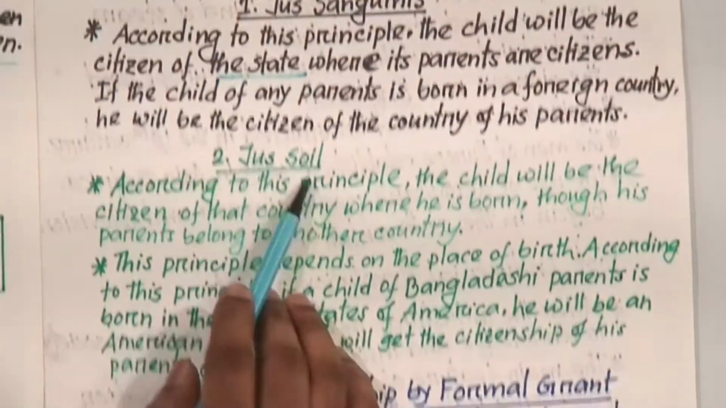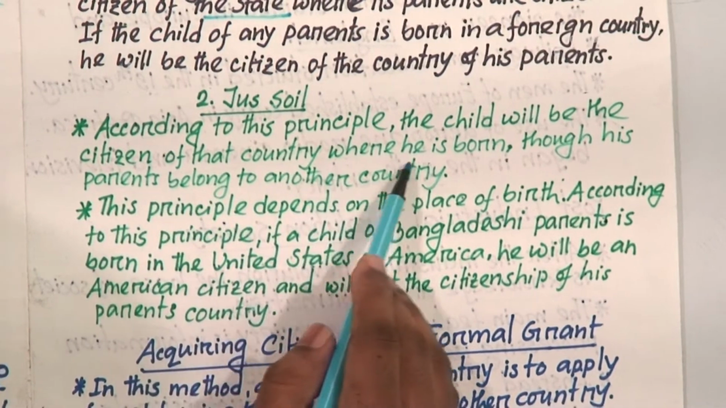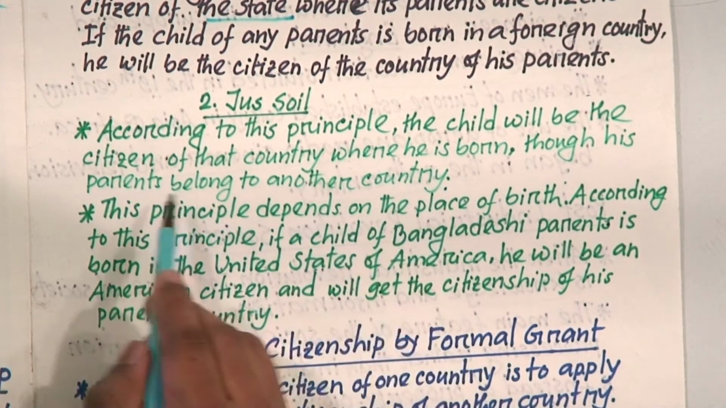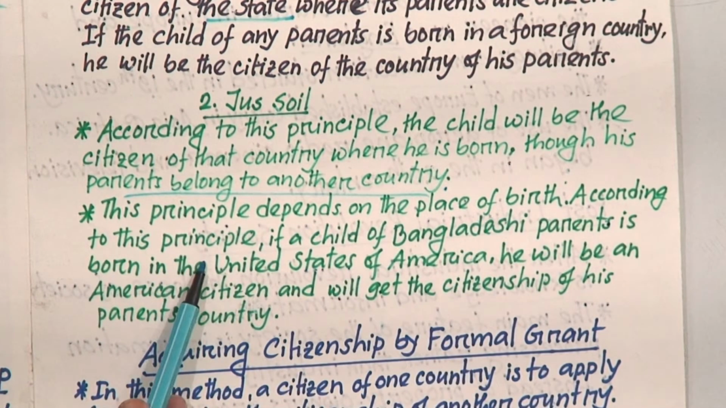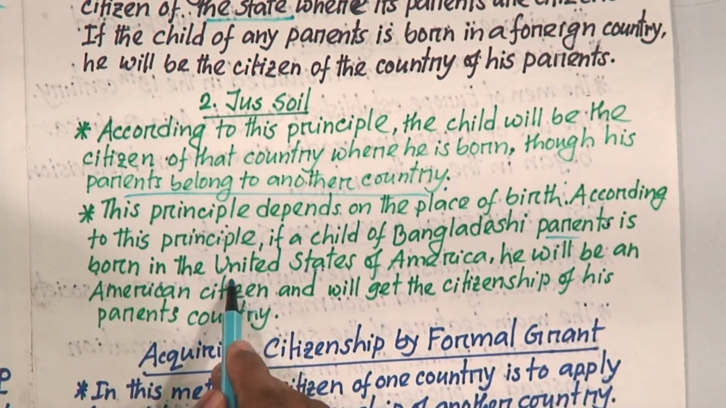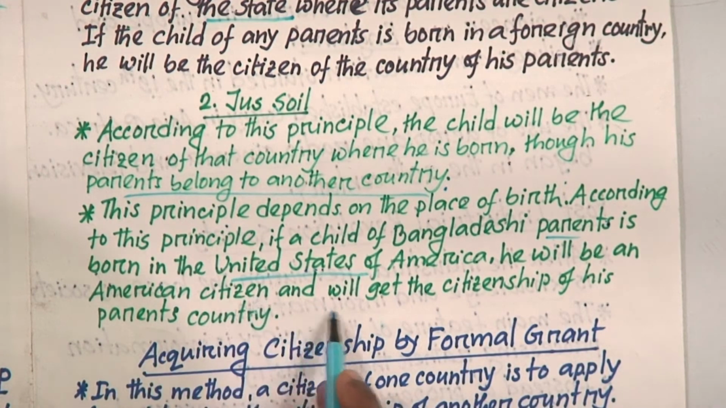What is jus soli? According to this principle, the child will be the citizen of that country where he is born, though his parents belong to another country. And this principle depends on the place of birth. According to this principle, if a child of Bangladeshi parents is born in the United States of America, he will be an American citizen and will get the citizenship of his parents' country.